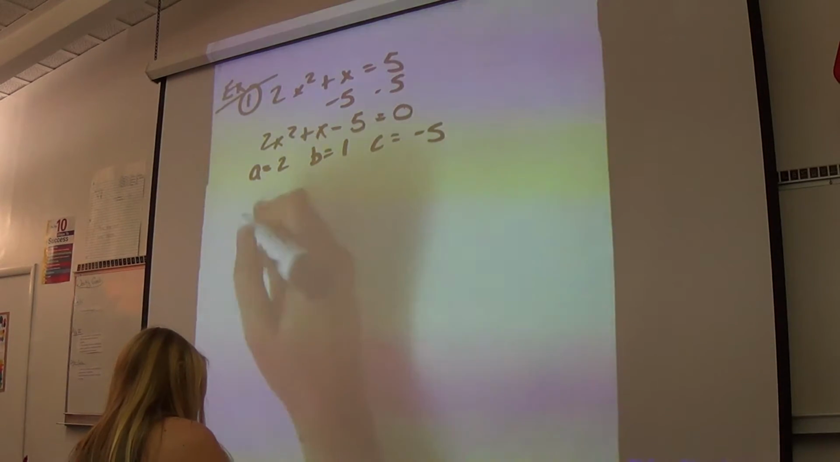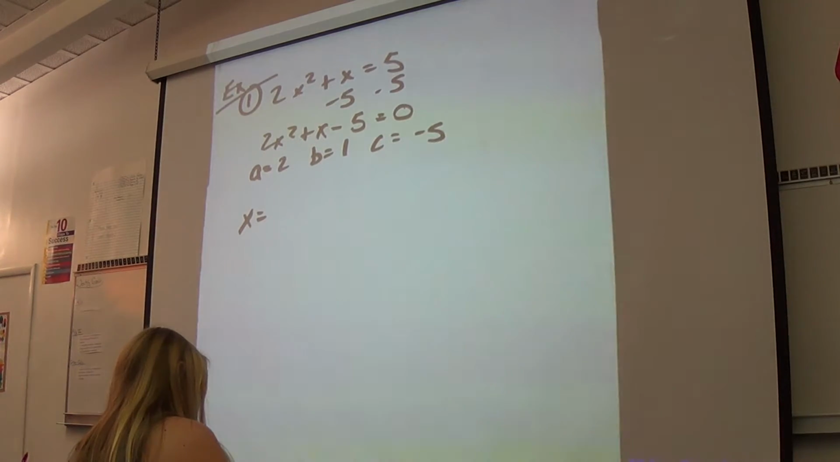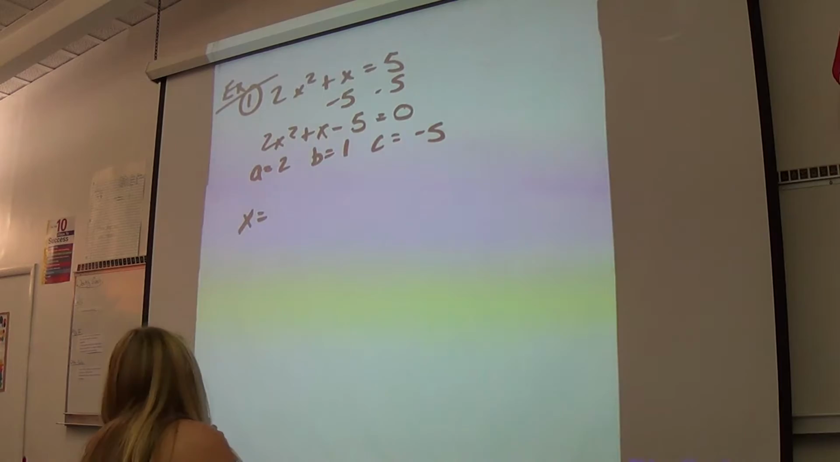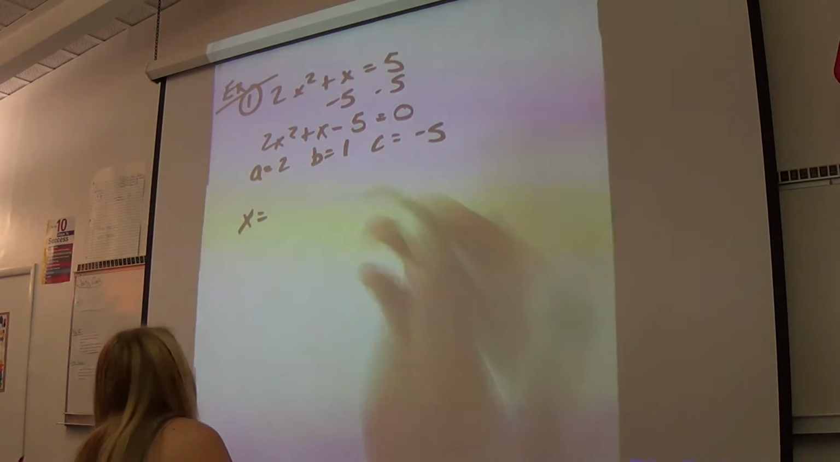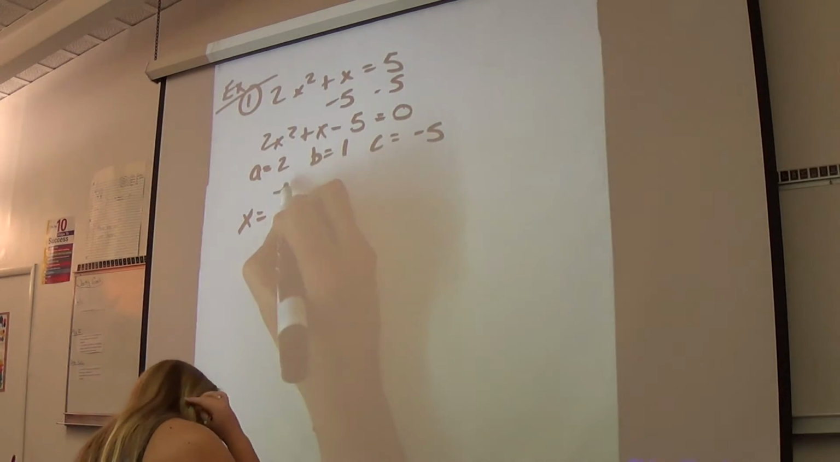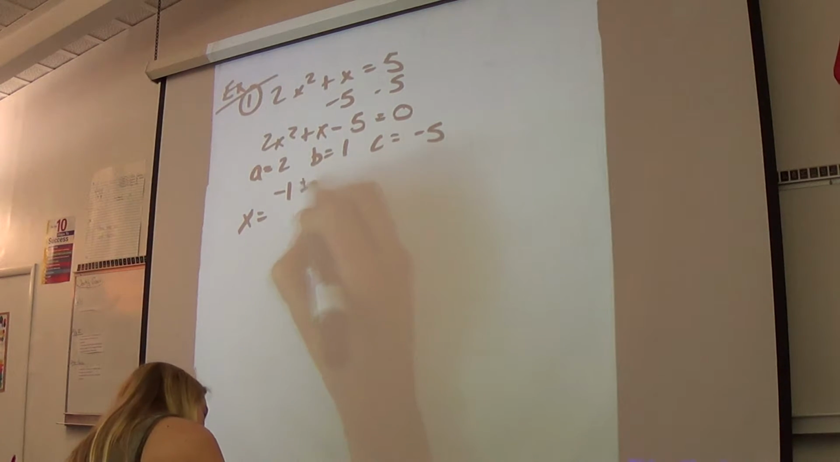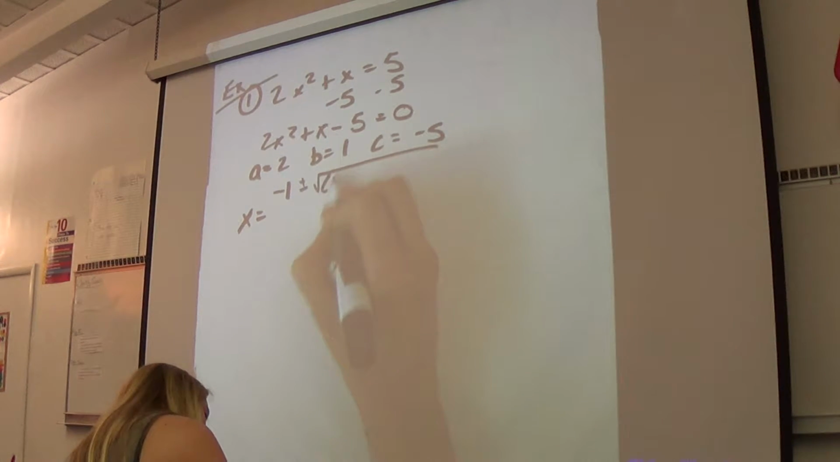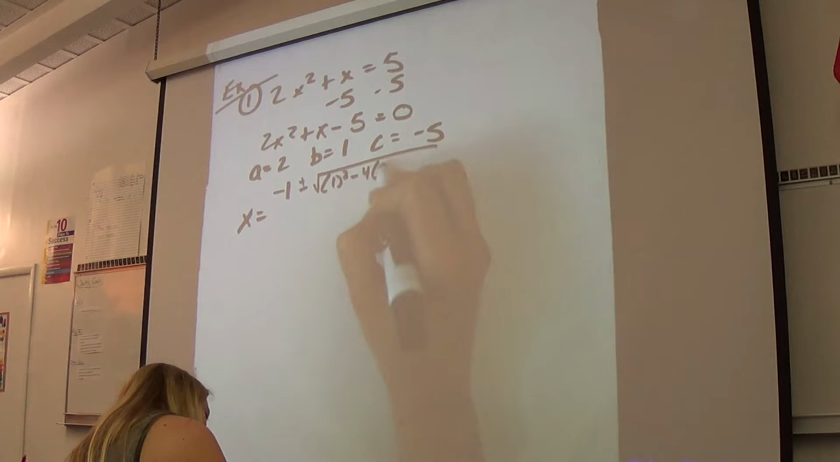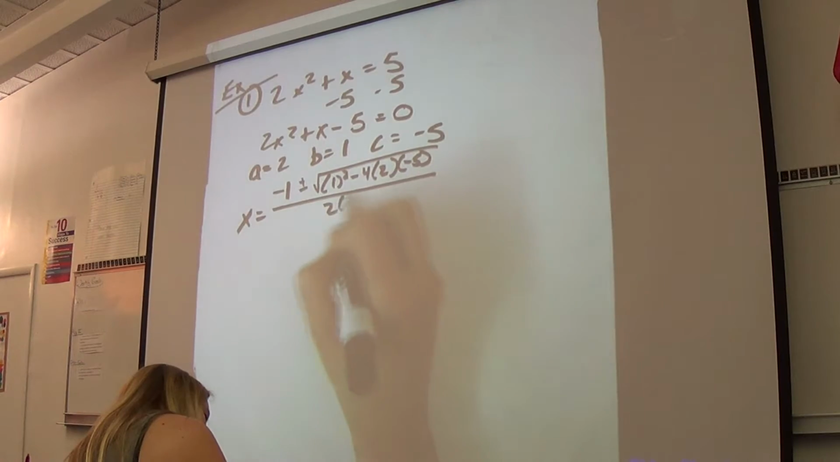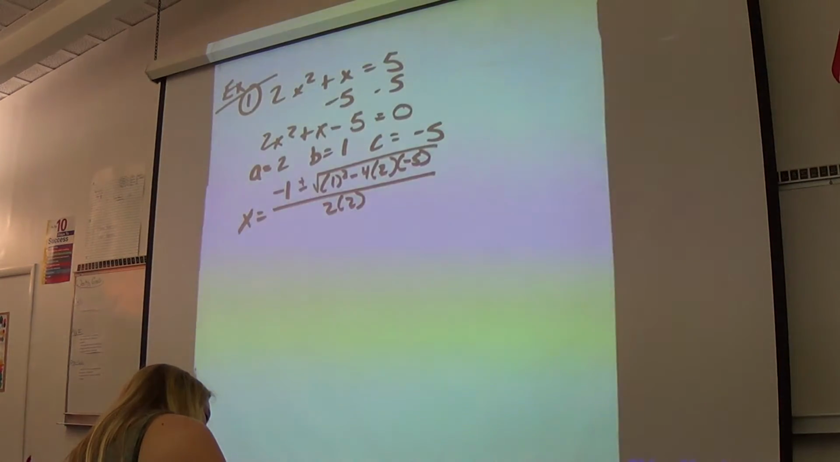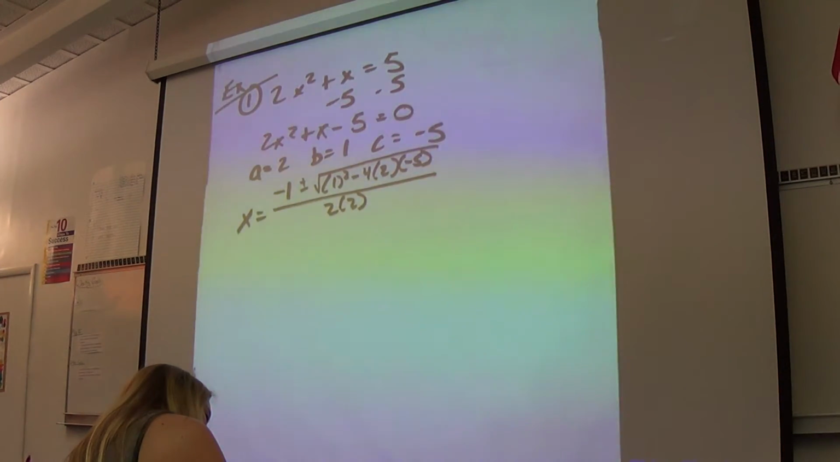Now the next step is to go into your formula. Everywhere we see an A, we're going to write 2. Everywhere we see B, we're going to write 1. And everywhere we see C, we're going to write -5. So negative of a 1 is -1, plus or minus square root of 1 squared minus 4 times 2 times -5, all over 2 times 2. Again, I'm just plopping down my numbers for my letters.